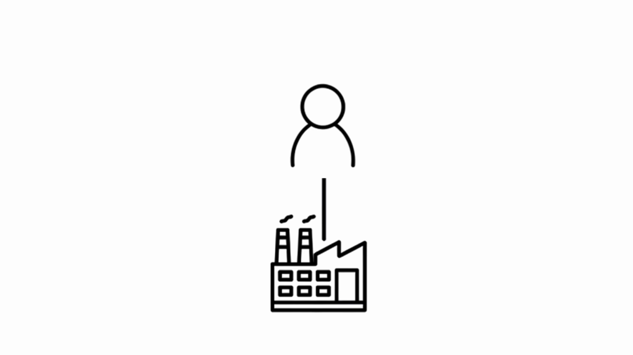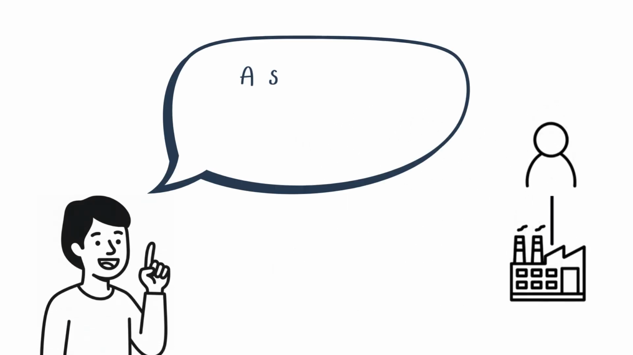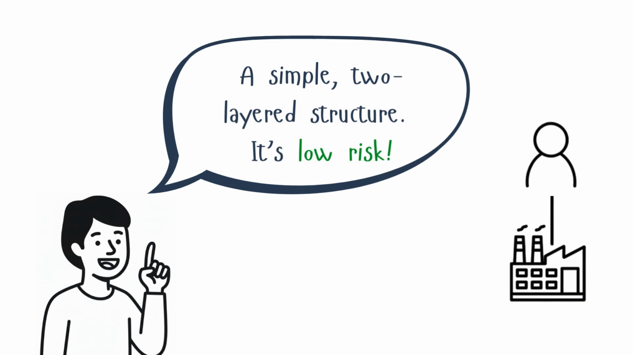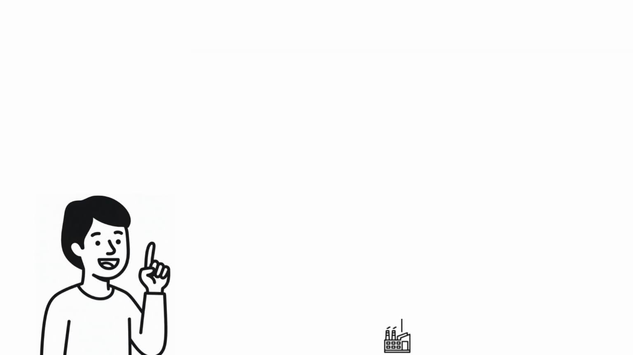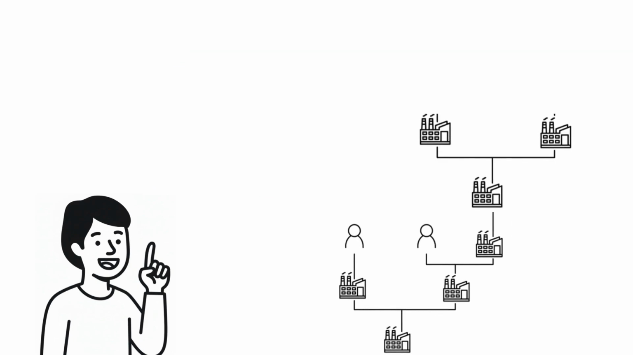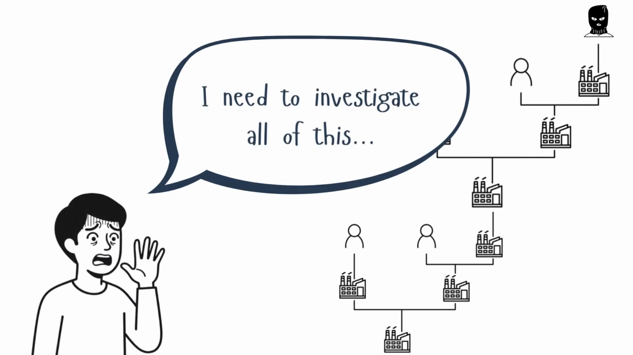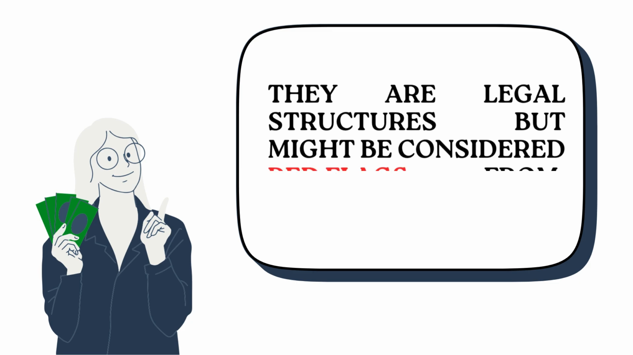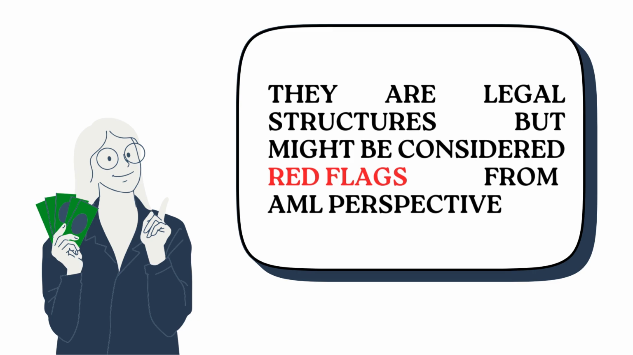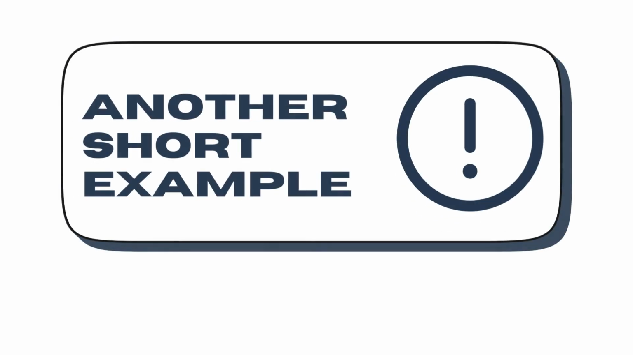Let's break it down. A simple, local ownership structure is usually easier to verify and therefore lower risk. You can quickly see who owns the company and confirm their identity. But when you see multiple entities across different jurisdictions, especially in tax havens, that's when alarm bells should start ringing. These setups are often designed to obscure true ownership. And finally, trusts, foundations, or bearer shares can make it even harder to figure out who's really pulling the strings. These structures are legal in some places, but from an AML perspective, they raise significant red flags because they provide cover for anonymity.